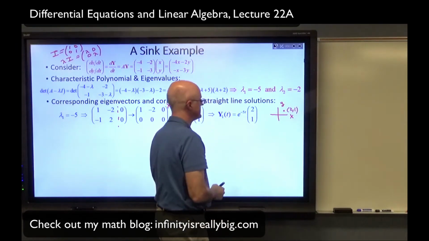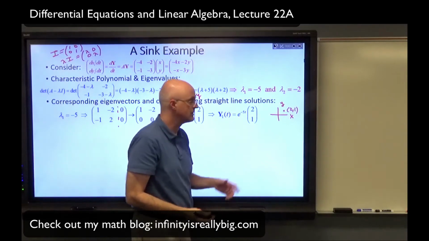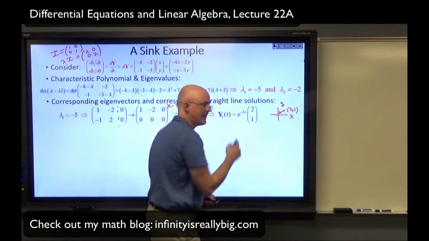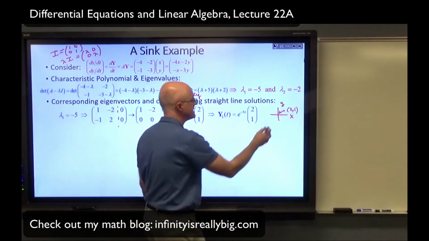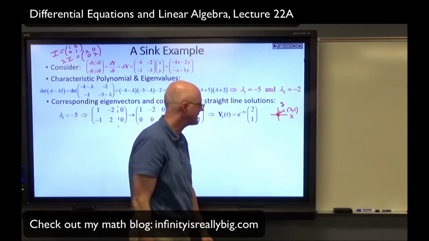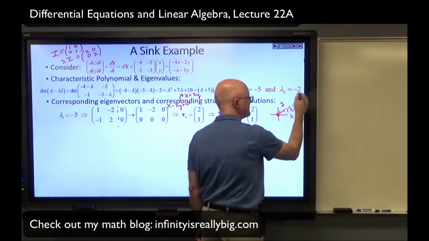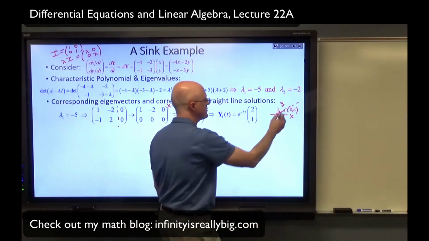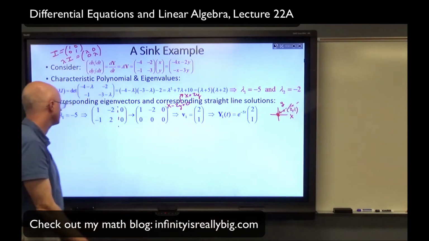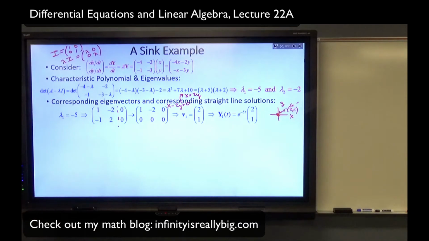And as t increases, e to the -5t goes to 0. This solution curve will be on a straight line parallel to that vector, heading toward the origin, which is an equilibrium point as t goes to infinity. You actually can plot it for negative t as well. You can go backwards in time and plot it back there. But as far as drawing arrows on the solution curve, you want to draw them going toward the origin. That's an example of a straight line solution.